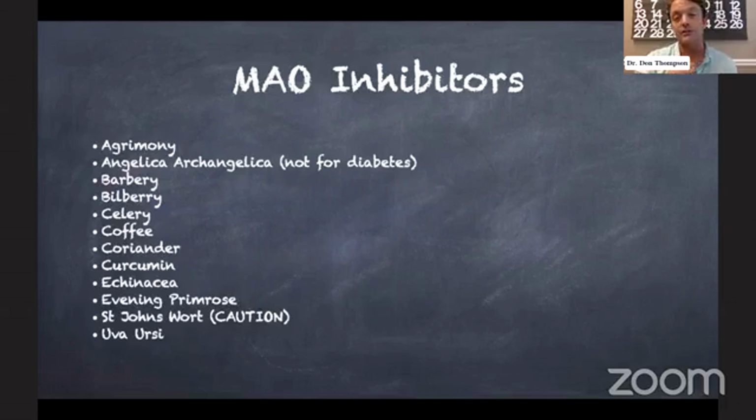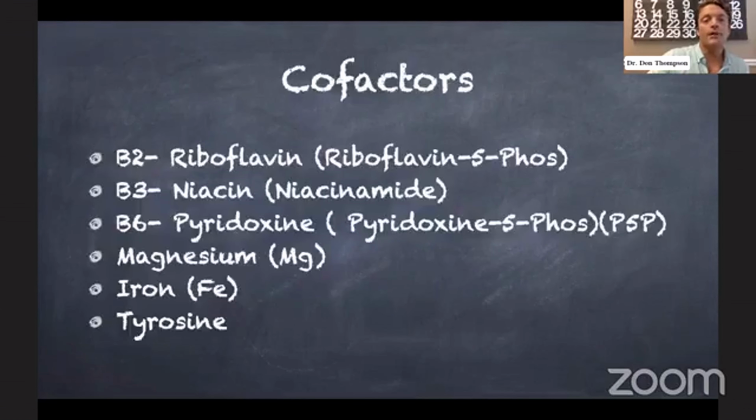Curcumin, echinacea, evening primrose, which I like a lot. And evening primrose does have a hormonal benefit to it as well. And the uva ursi. So uva ursi is a really good antimicrobial, while it inhibits the enzyme, right? The barberry, the coriander, even the agrimony and the angelica as well, these can be antimicrobial. So if you've got a low-grade infection too, that's also something to really get checked, because those can aggravate those genes as well.